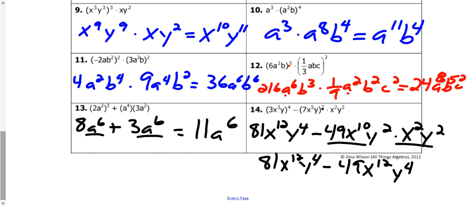And then we simplify that because they have the same coefficients and exponents. We can do that. So 81 minus 49 is 32. So 32 x to the 12th y to the 4th is our final answer for that problem.